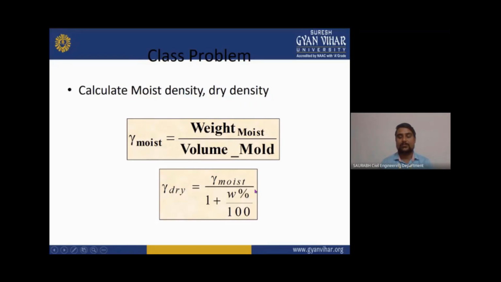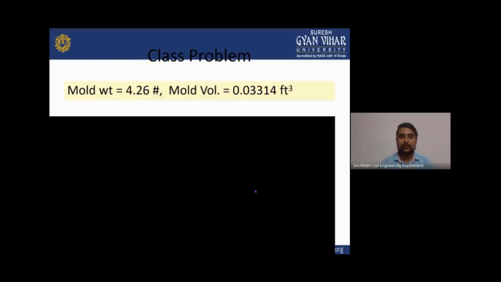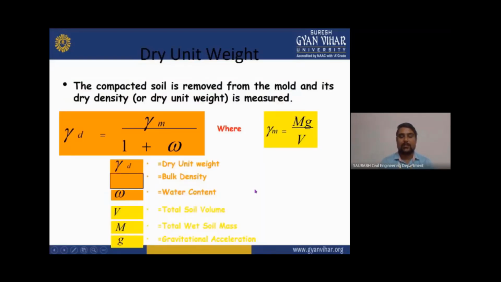This will be the formula which we will use during the calculation of the moist unit weight of a soil. As you can see here, this is your formula. And now we have to see the dry unit weight. The compacted soil is removed from the mold, and its dry density or unit weight is measured by gamma d = gamma m / (1 + w), where gamma d is equal to dry unit weight, w is the water content, V is the total volume of soil, M is the total mass of the wet soil, and g is the gravitational acceleration.